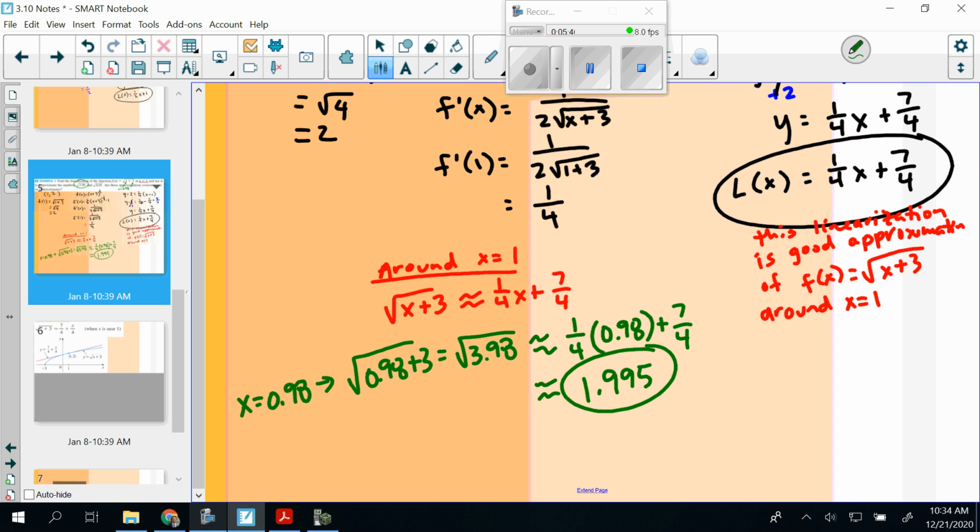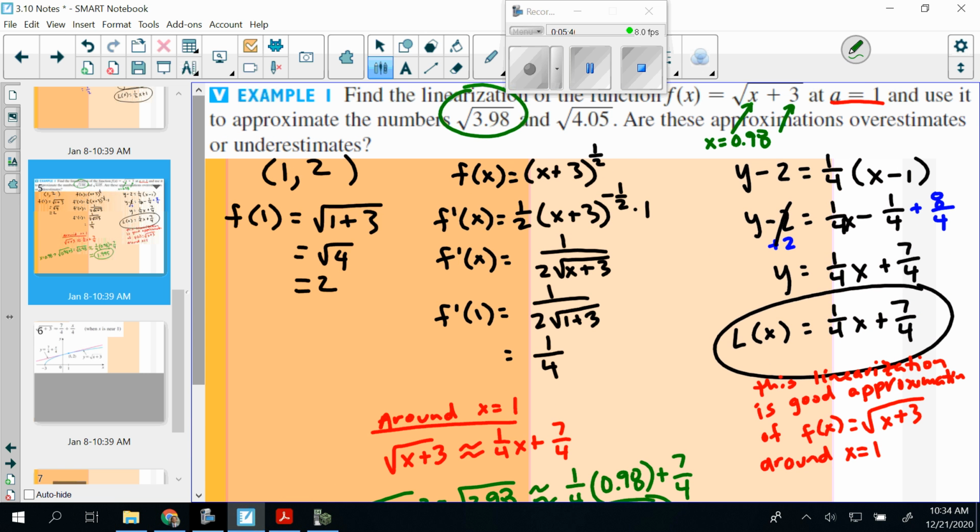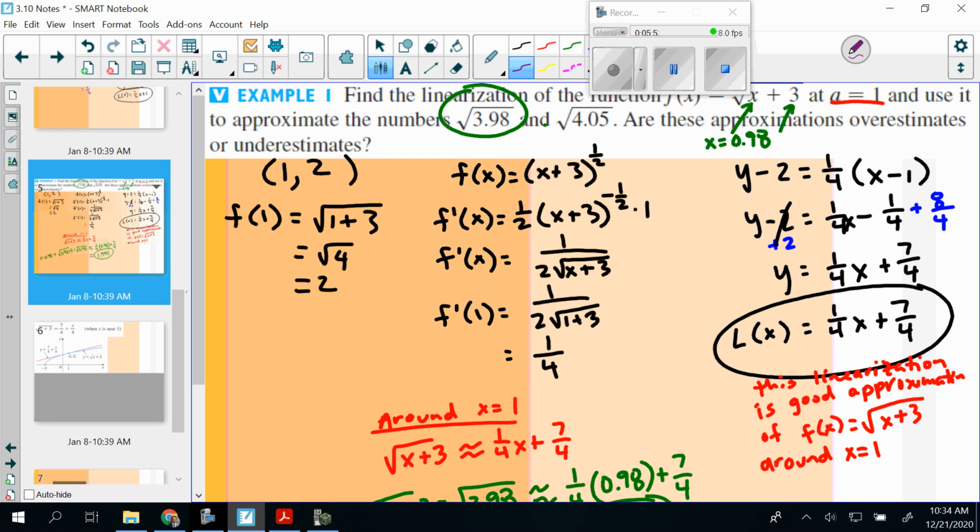Okay, let's do the same thing now for the other one they want us to approximate. If we go back up here, the other one is the square root of 4.05. So what would x need to be for that one? Well, again, we're adding it to 3. So if we subtract 3, it looks like x would have to be 1.05, because that plus 3 would be 4.05.